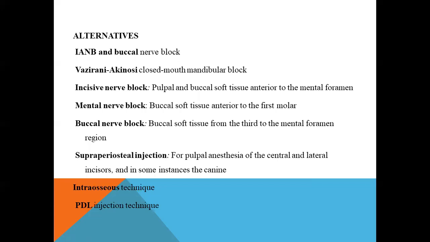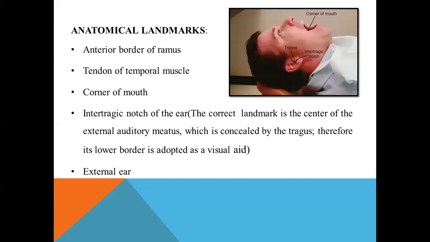Alternatives to the Gow-Gates technique are Vazirani-Akinosi, incisive nerve block, inferior alveolar and buccal nerve block, mental nerve block, buccal supraperiosteal injection, intraosseous, and periodontal ligament injection.